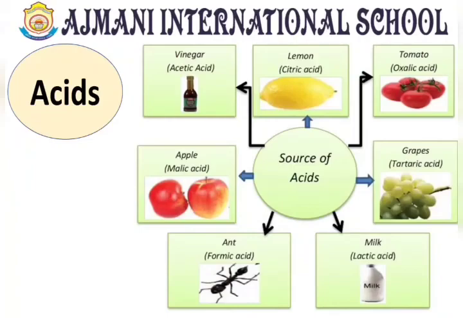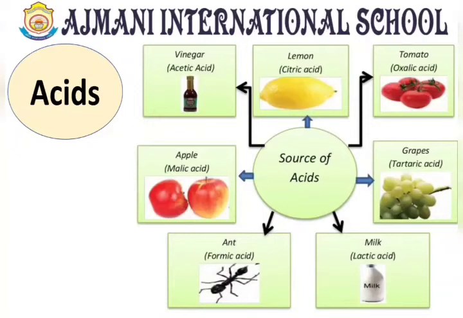Now, you must have seen these acids around you, like vinegar, which is called acetic acid, the lemon consisting of citric acid, tomato with oxalic acid, grapes with tartaric acid, milk with lactic acid, apple with malic acid, and ant having formic acid. These all are called the sources of acids.